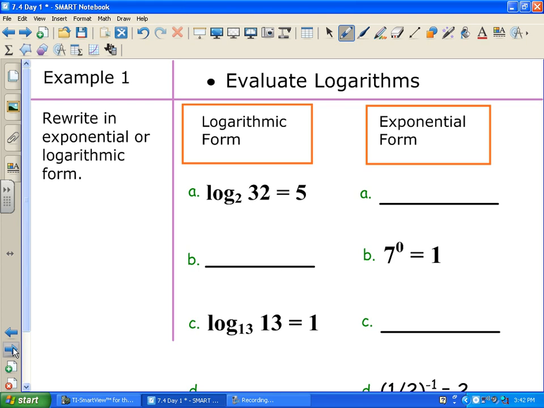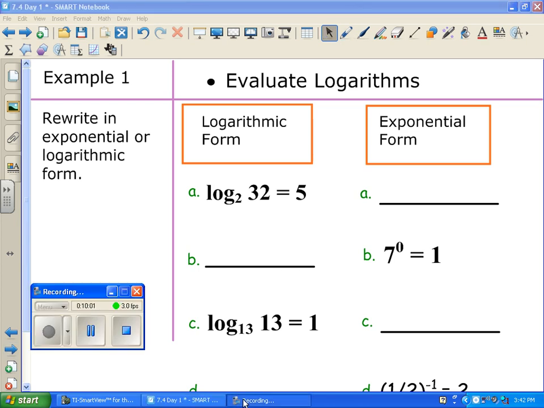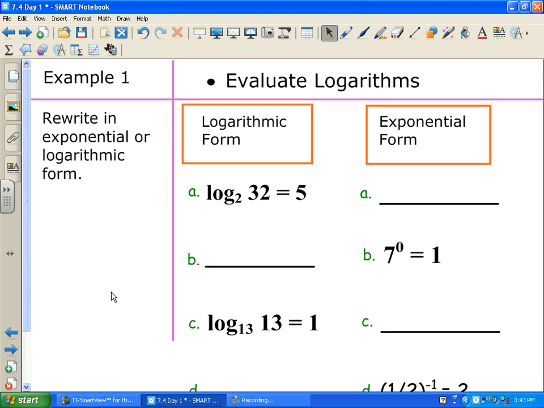Hold on, pause, just a second. Attention, Simran Rodriguez. All right, sorry, there was an interruption there.